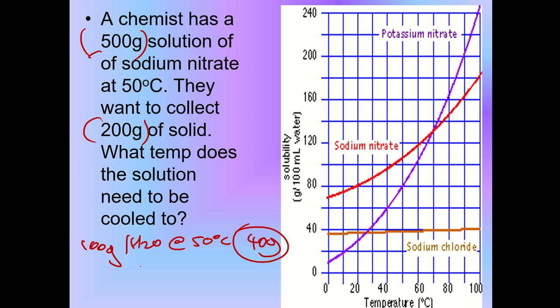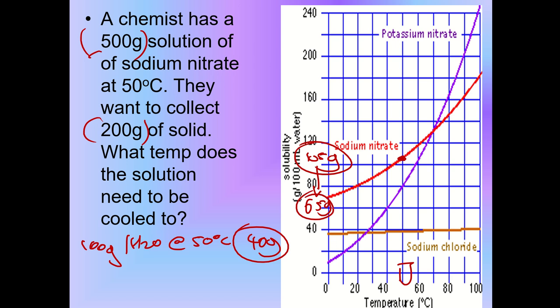What temperature does the solution need to be cooled to? We are sodium nitrate, so a red line, and we're at 50 degrees Celsius. So we are here, a bit of an awkward number. What's that? That's about 105, I think, give or take 1 or 2 grams. They want to collect 40, so they're going to have to cool that down to, what's that, 65, where we're able to get 65 dissolved.